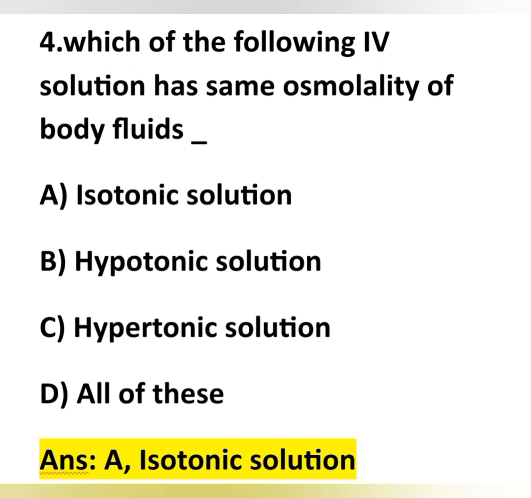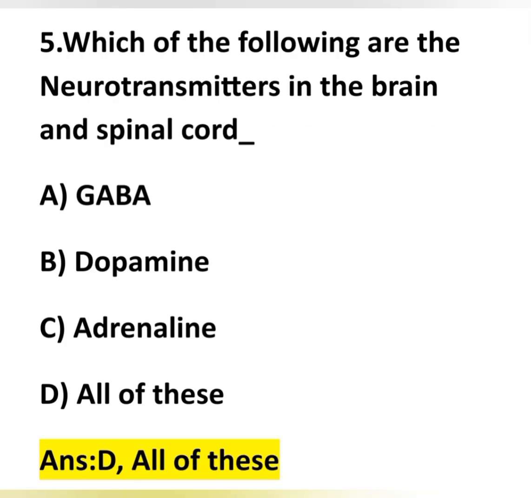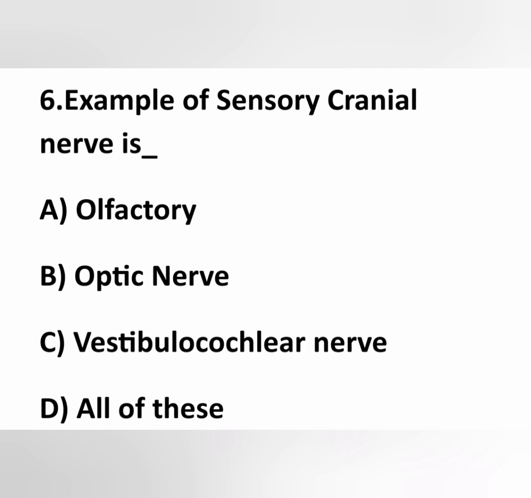Question number 5. Which of the following are the neurotransmitters in the brain and spinal cord? Options are option A GABA, option B dopamine, option C adrenaline, option D all of this. And the correct answer is option D, all of this. GABA, dopamine, adrenaline, all are neurotransmitters in the brain and spinal cord. And GABA means gamma aminobutyric acid.